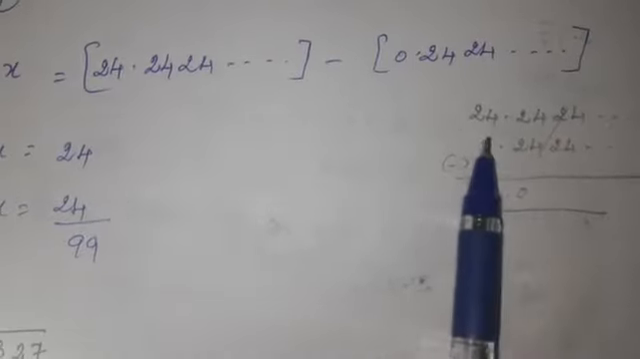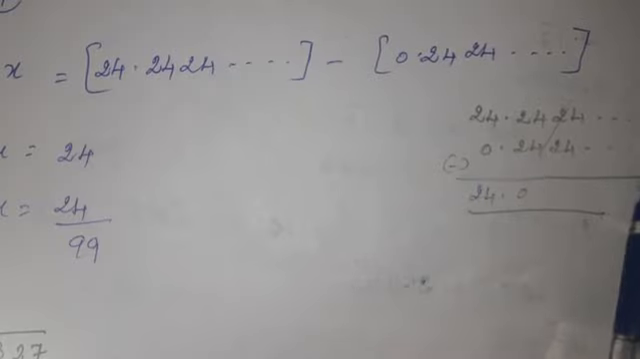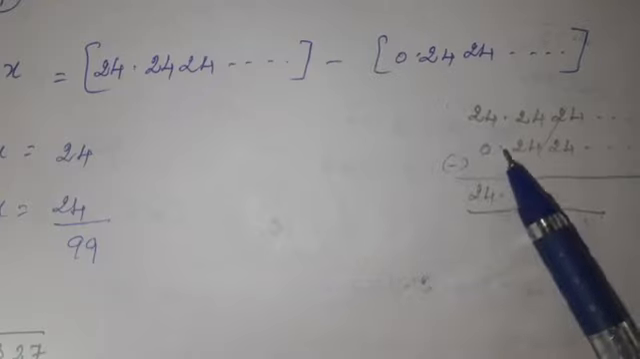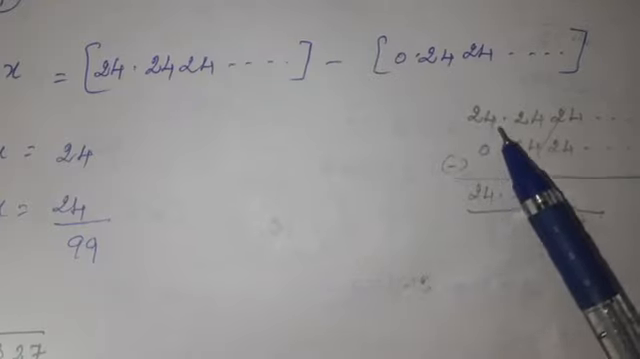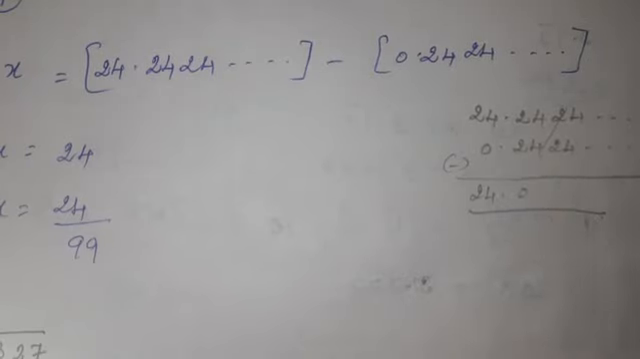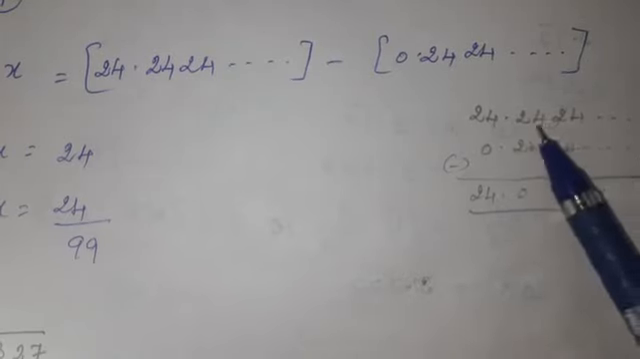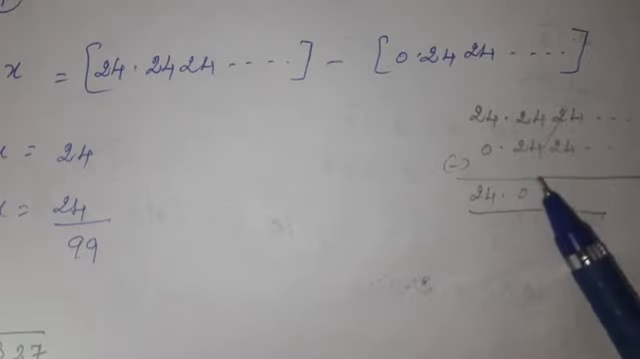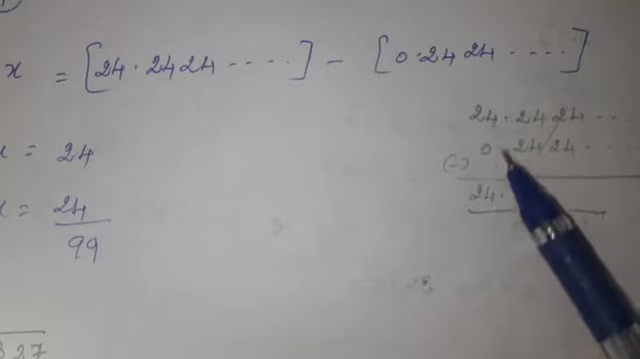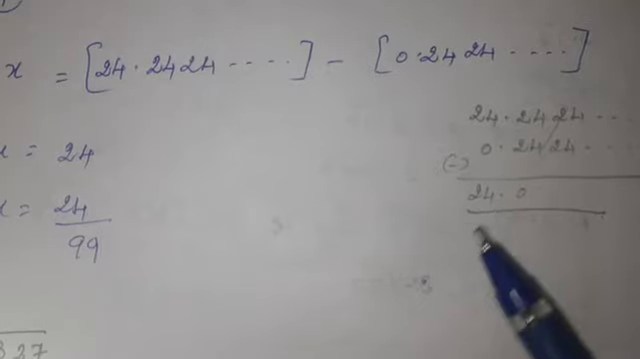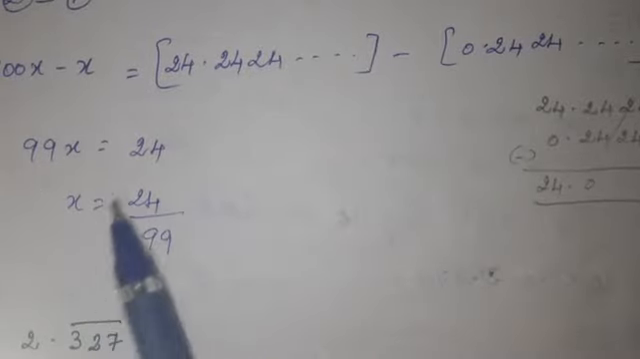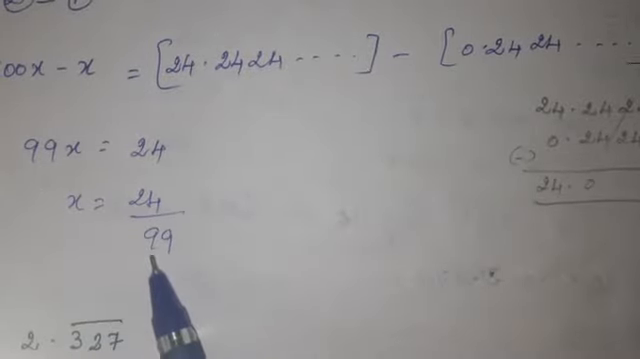First I write 24.2424 etc. Next is 0 point, so you should place the decimal in the same position, and write 2424 etc. When you see this side, it is 2424. If you subtract, you will get 0. That I cancelled and wrote as 0. Point 24 minus 0 is 24. So our answer is 24. Then x is equal to 24 by 99.